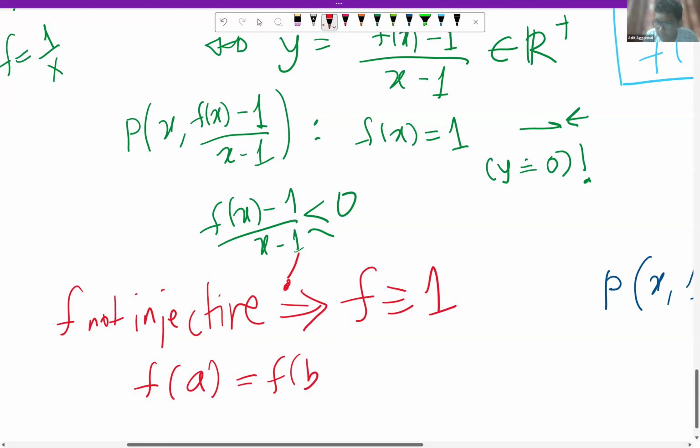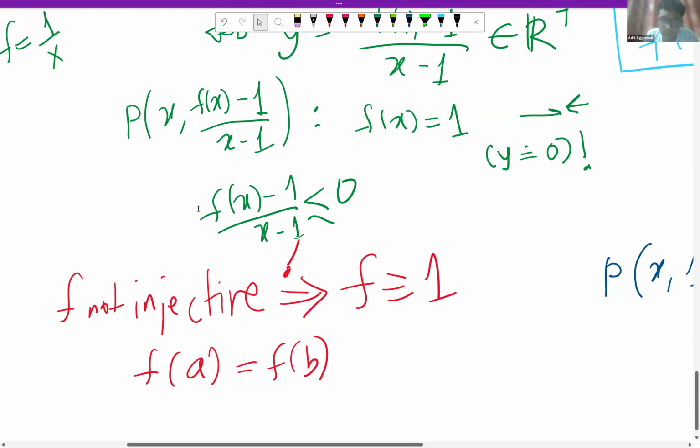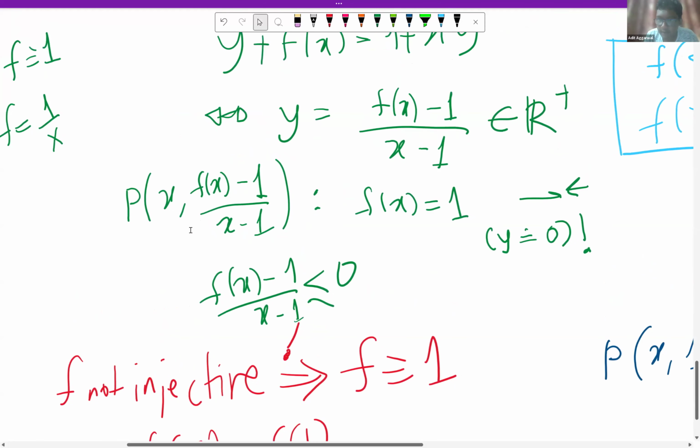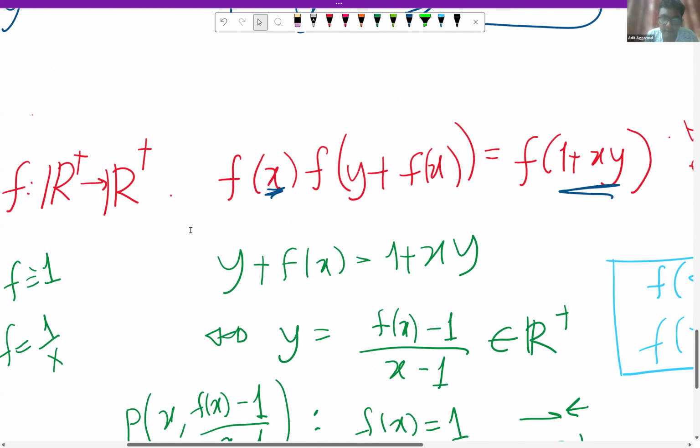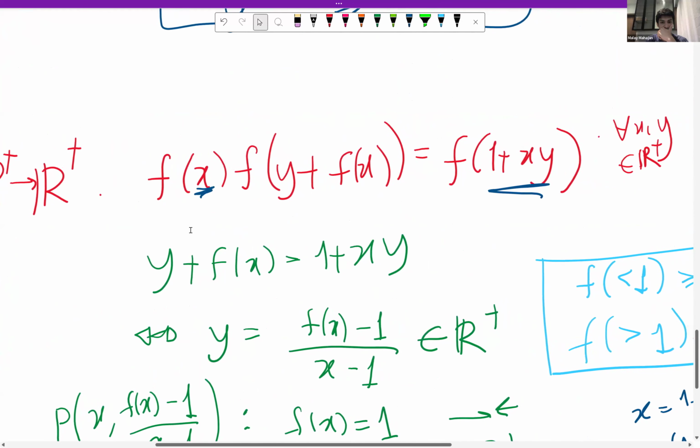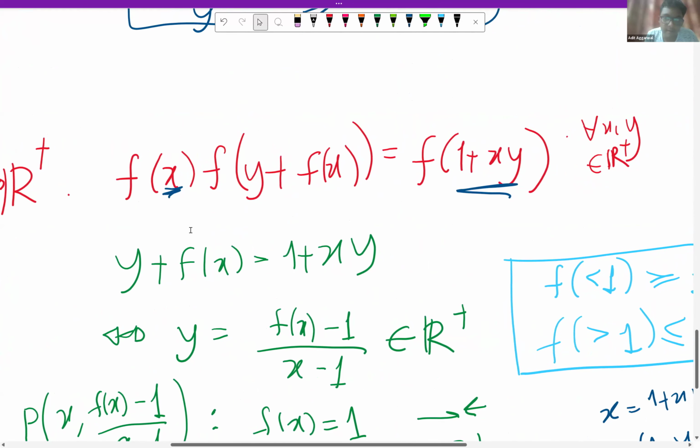So not injective implies constant on 1 comma infinity, because then we just look at the LHS of both of the equations and we see that there's no free x term in a sense. So we can just simply put x equals a, x equals b, assuming fa equals fb, and then on the RHS basically y can vary over pretty much everything. So we should be done, I think.